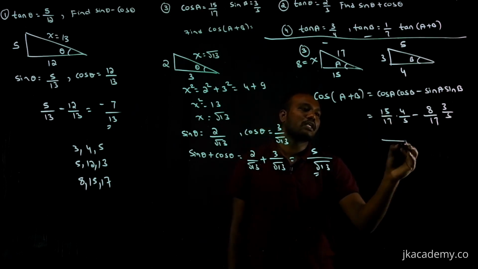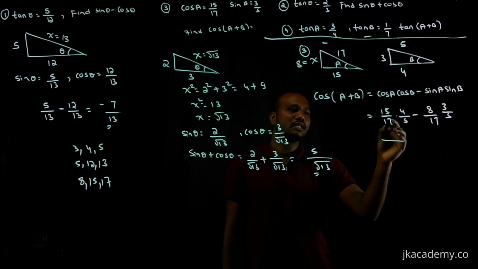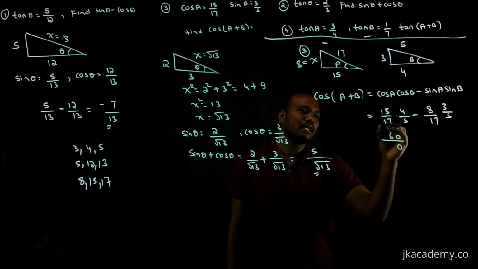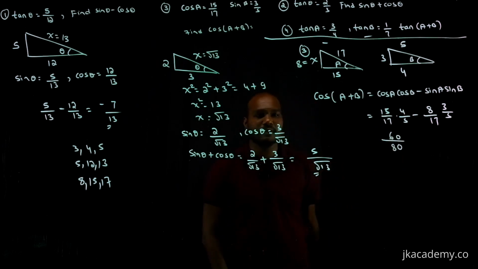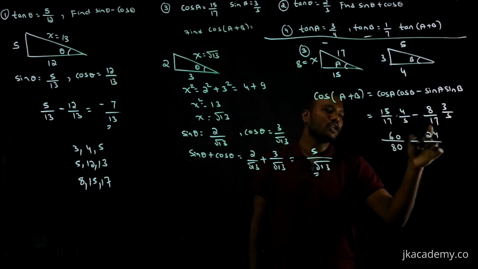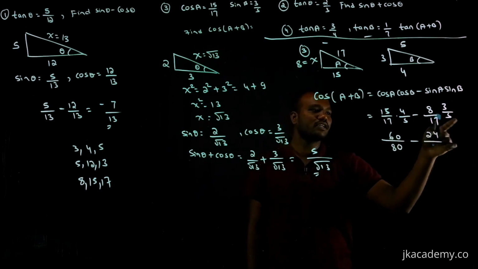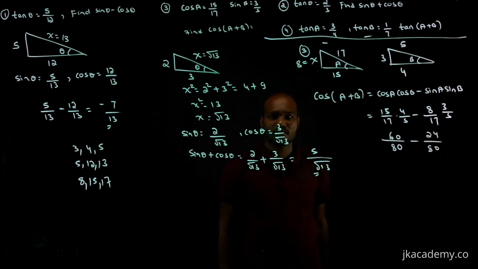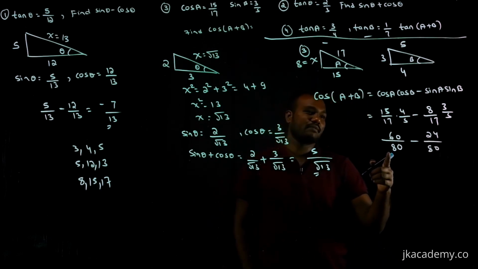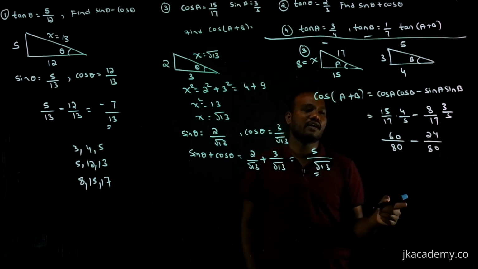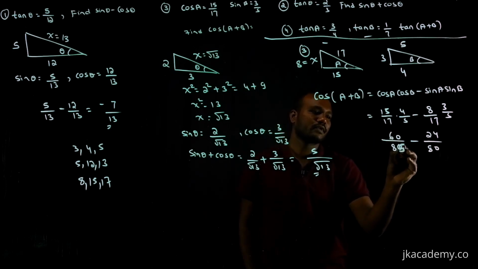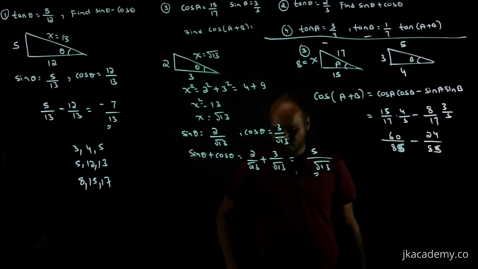See here. First multiply the numerator. 5 4s are 20. 2 carry. 4 ones are 4. So 60 by... 7 5s are 35, 3 carry 5 ones are 8, so 85. Sorry, I made a mistake here. Minus 8 3s are 24. The denominator will be the same because 7 into 5 is the same.